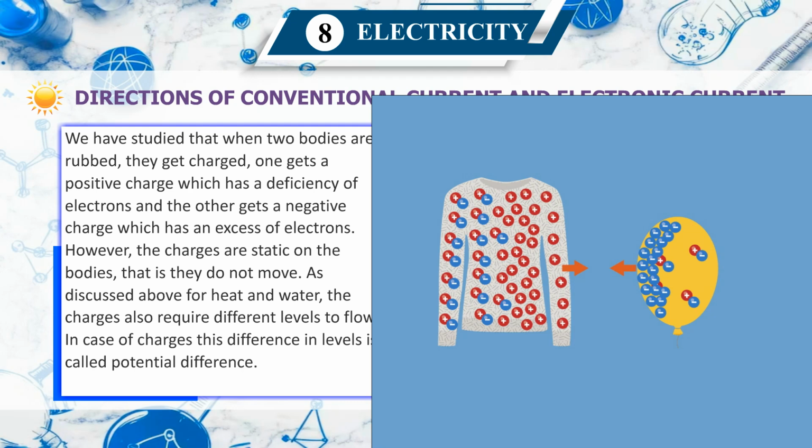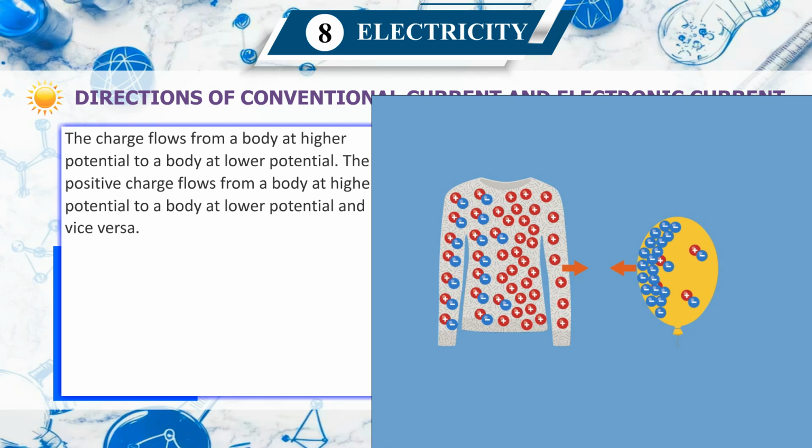an excess of electrons. However, the charges are static on the bodies. That is, they do not move. As discussed above for heat and water, charges also require different levels to flow. In the case of charges, this difference in levels is called potential difference. The charge flows from a body at higher potential to a body at lower potential. The positive charge flows from a body at higher potential to a body at lower potential, and vice versa.